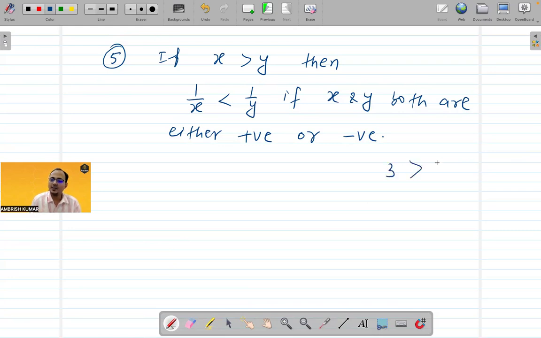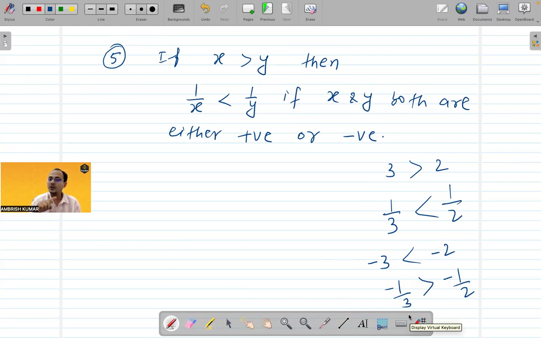3 is greater than 2. So if you take the reciprocal, 1 by 3 and 1 by 2, now 1 by 2 becomes greater. So we have to change the symbol. Same with negative. Negative 3 is less than negative 2. But if you are taking negative 1 by 3 and negative 1 by 2, now negative 1 by 3 becomes greater. So when x and y both are negative or both are positive, then taking the reciprocal, the greater than sign changes to less than, and less than changes to greater than.